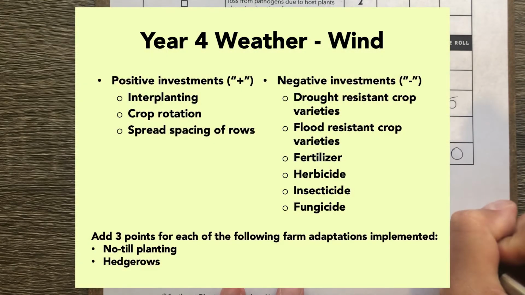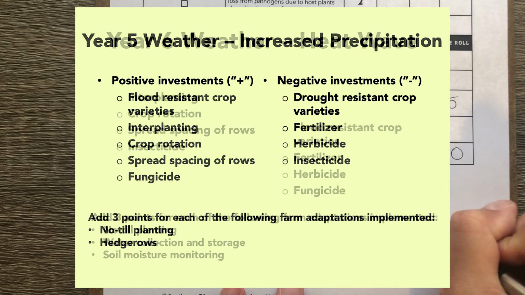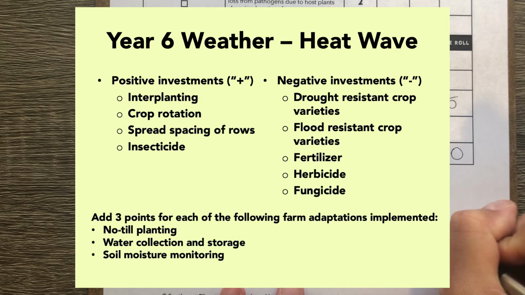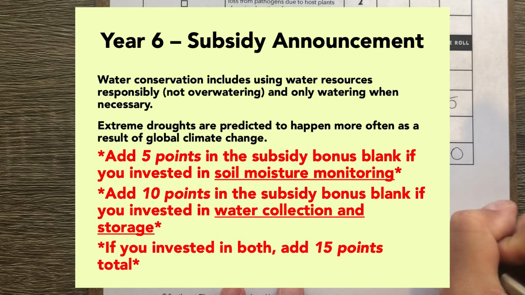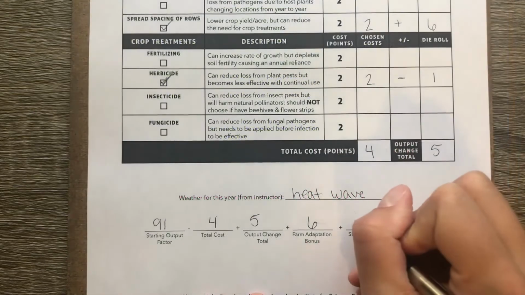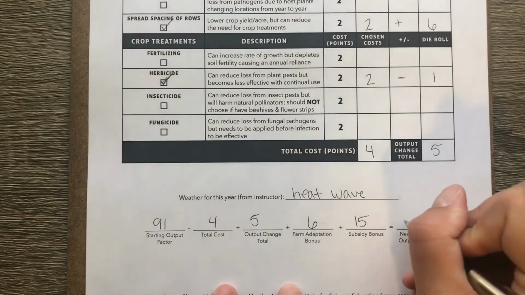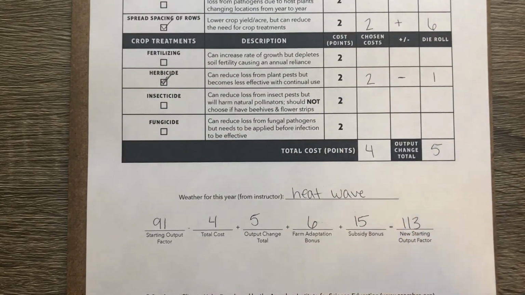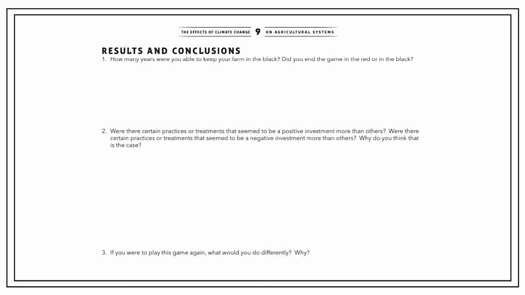In Year 4, the weather is windy. Year 5 has increased precipitation, and Year 6 has another heat wave. In Year 6, there's also a government subsidy bonus for soil moisture monitoring worth 5 points, and water collection worth 10 points. Students who invested in both will write 15 points. After all 6 years are complete and students have calculated their final output factor, have them answer the questions on the worksheet to analyze the results of the game.